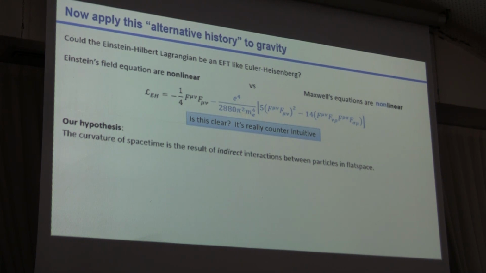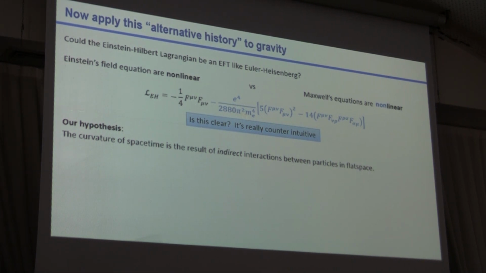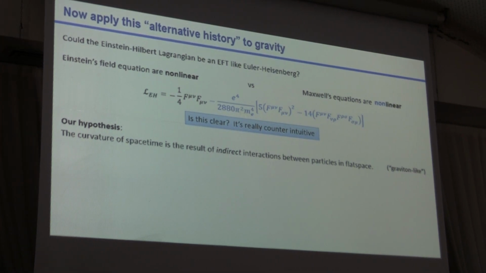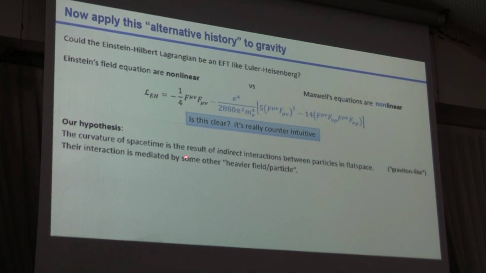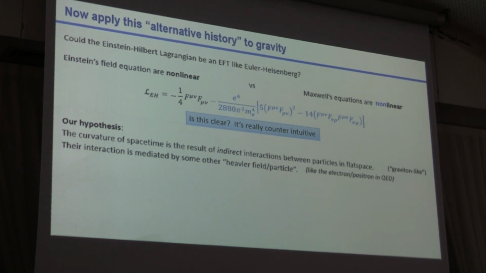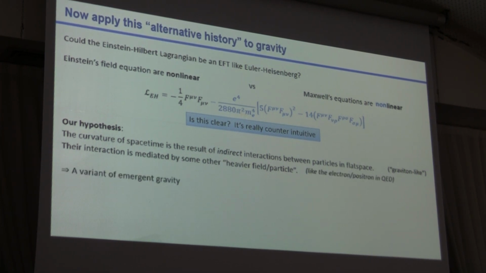So our hypothesis, and that's why I want to take us through much of the talk, is that the curvature of space-time, gravity here, is the result of indirect interactions between particles in flat space. Those particles could be graviton-like, maybe spin two, but there will be particles in flat space, and they will be interacting. The interaction is mediated by some other heavier particle, like the electron-positron in QED. So that's the kind of logic, and this logic is not completely new.